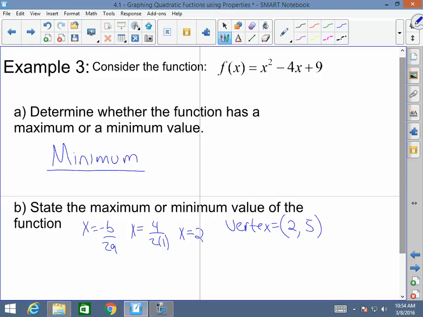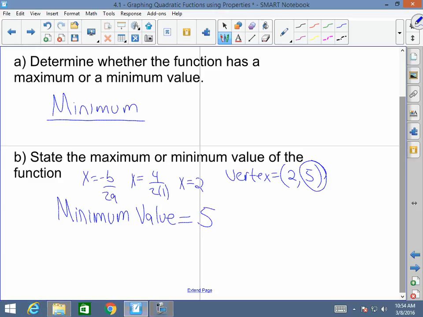So what is my max or minimum value here? In this case, it's a minimum. What is my minimum value? My minimum value, guys, remember, equals the y value of the vertex. So my minimum value is 5. If I asked you, where does the minimum value occur? Exactly. The minimum value is 5 because it's the y value of the vertex, but it occurs at x equals 2.